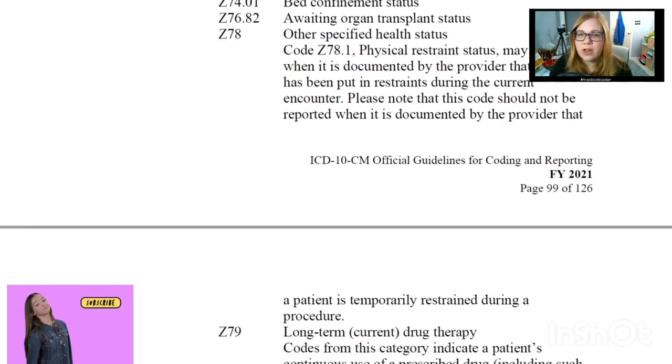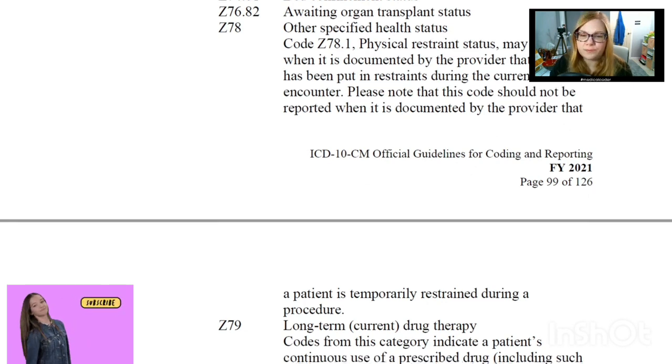Please note that this code should not be reported when it is documented by the provider that a patient is temporarily restrained during a procedure.